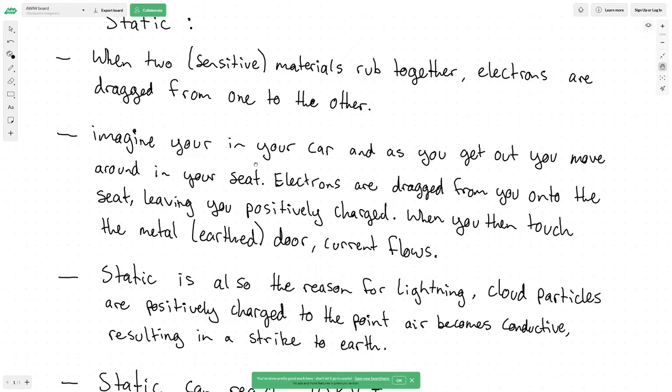And then when you're starting to get out and you touch the metal frame of your door, which is in turn earthed, so I've put that in brackets, the metal has to be earthed. If it's not, then current won't flow. But yeah, basically you become positively charged, and then when you touch your metal door, current flows, because you're positively charged and earth is not, and current flows through the door to ground.